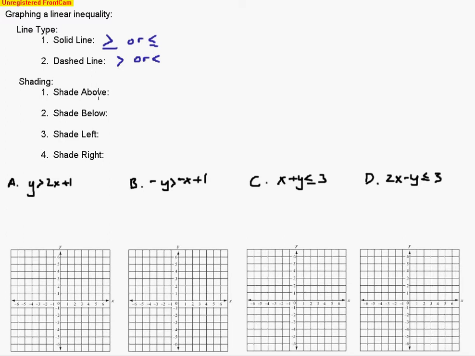So shading above. We always shade above when we have a positive y. Now this is only when we have a positive y, and positive y is greater than or greater than or equal to. So the values of y are bigger than. That means you're going to end up shading above, because y values have to be bigger than the rest of the equation. We shade below if it's a positive y again, and positive y is less than or equal to. So it's important to make sure you have a positive y.